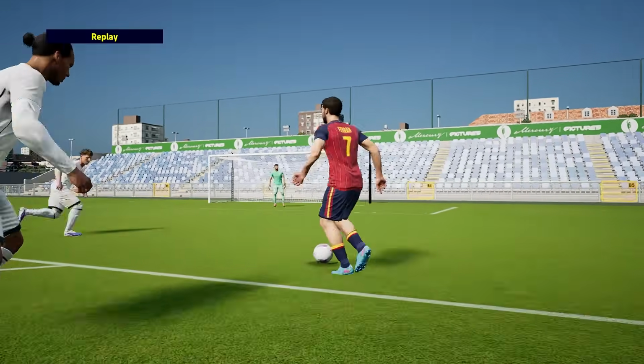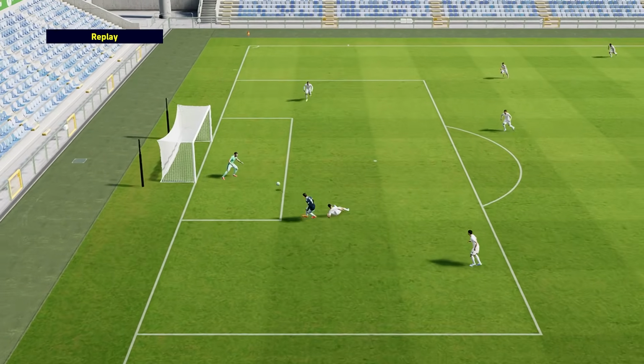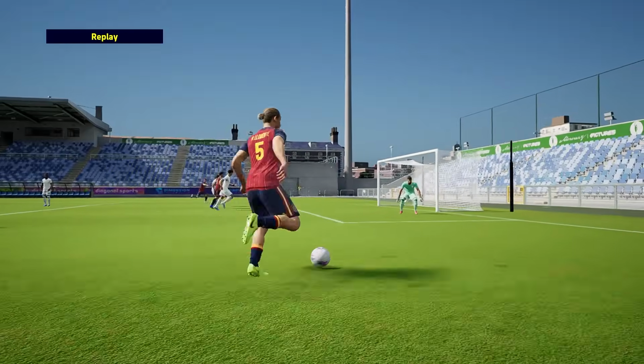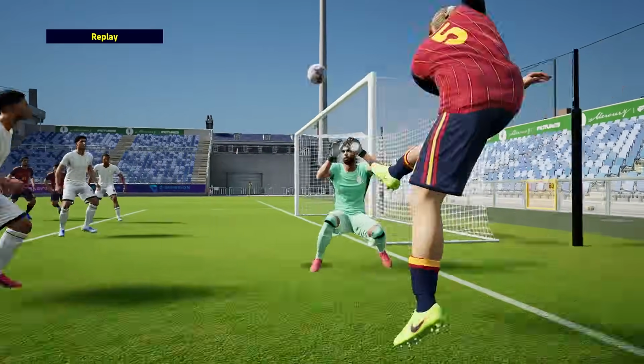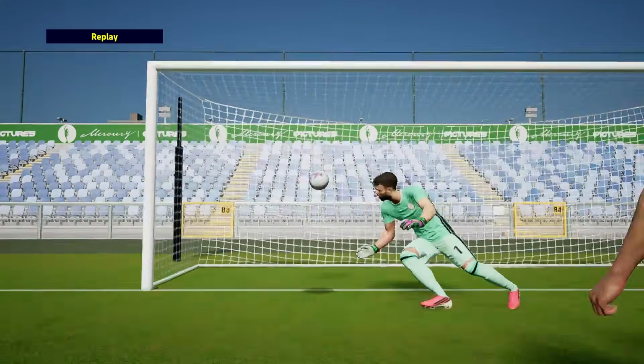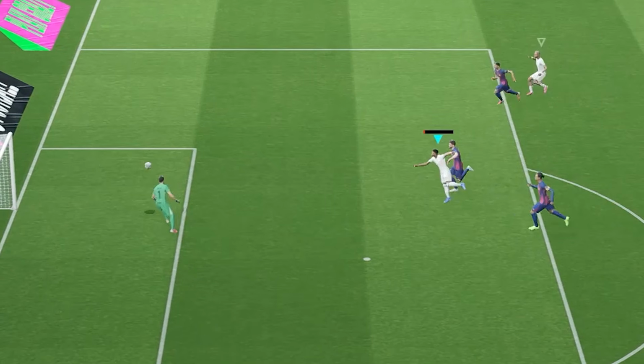These GKs usually have faster reflex animation because they have a small body type. That's why they are best in close range saves, also best in low reach saves. They feel sharp and responsive, but here are the weaknesses. Their height is smaller. That's why corner type shots are dangerous for them. Even if they dive correctly, sometimes their small body cannot reach the ball.